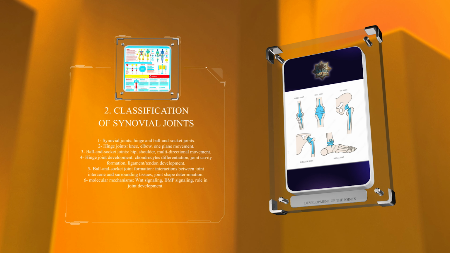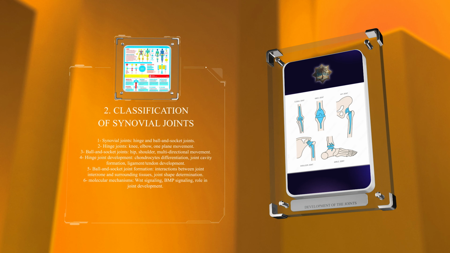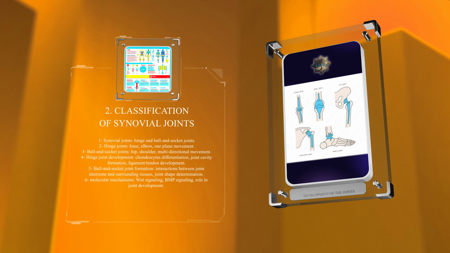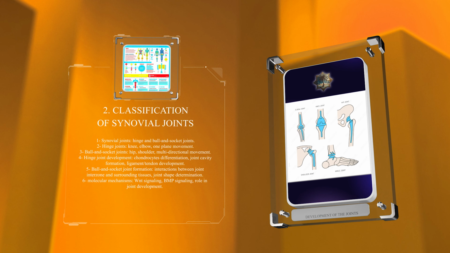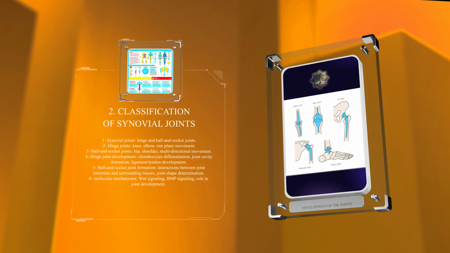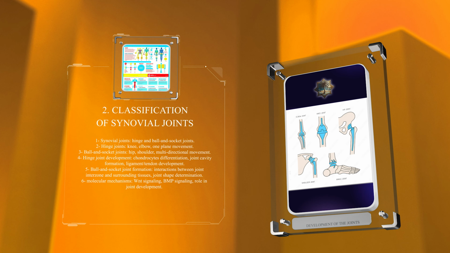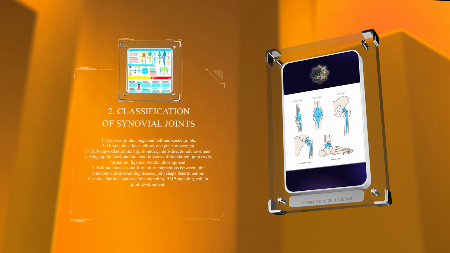Developmentally, hinge joints involve the differentiation of chondrocytes, joint cavity formation, and ligament/tendon development. Ball and socket joint formation requires interactions between the joint inner zone and surrounding tissues, determining joint shape. Molecular mechanisms, like WNT and BMP signaling, play a role in joint development.